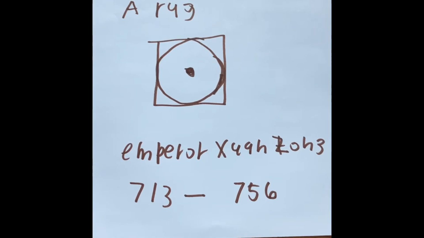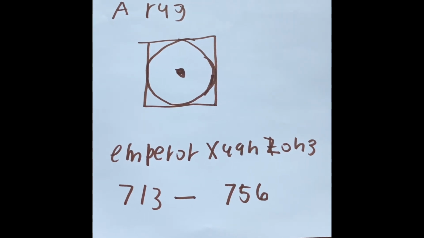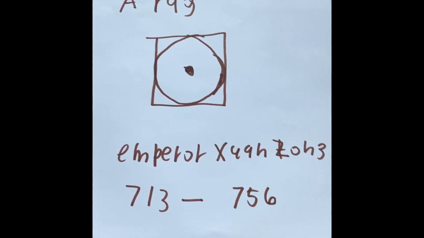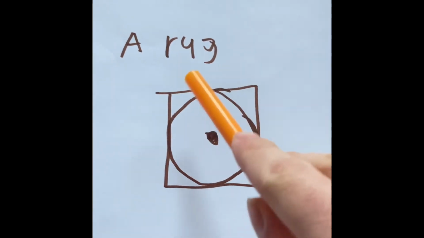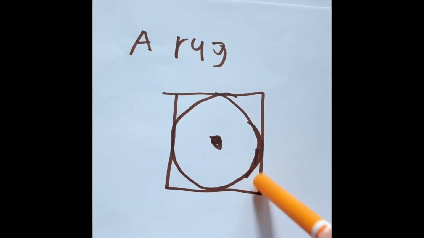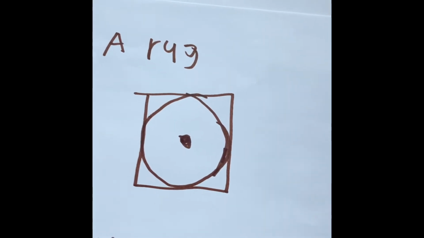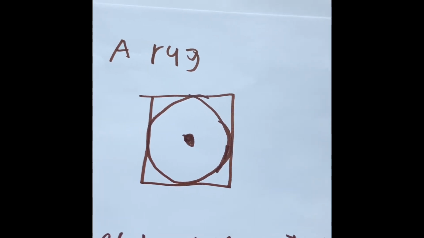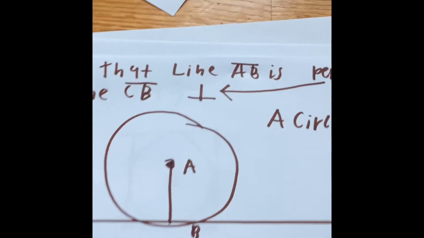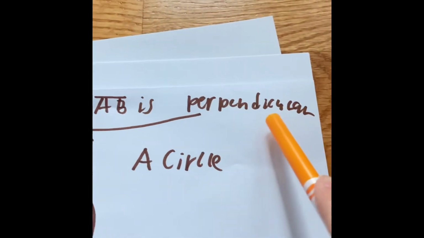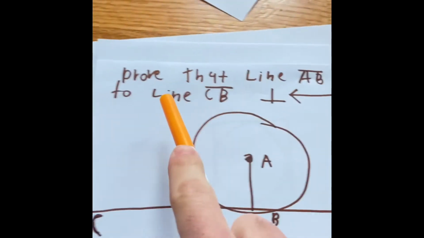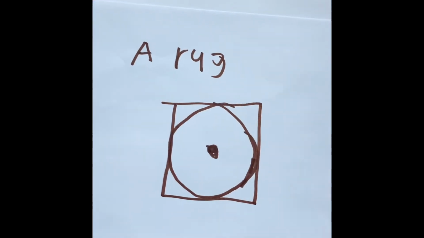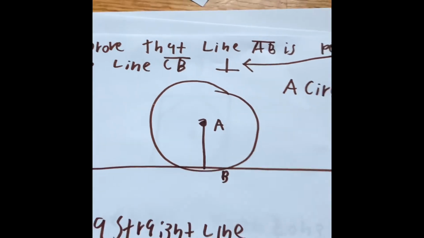But wait, when Emperor Xuanzong was playing the flute with his wife, and he was also dancing on some sort of carpet or a rug, he notices that the rug has a circle and lines that intersect the circle. So, what we're going to be doing today is we're going to prove, with the circle and the lines, that line AB is perfectly perpendicular to line CB, because there were lines on that rug with the circle. So how do we prove that?